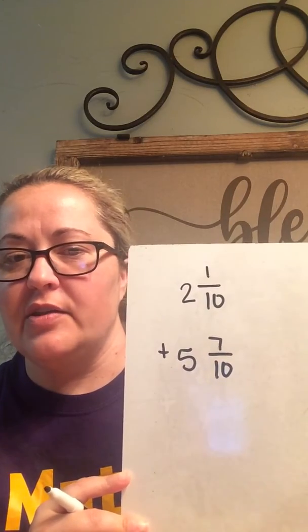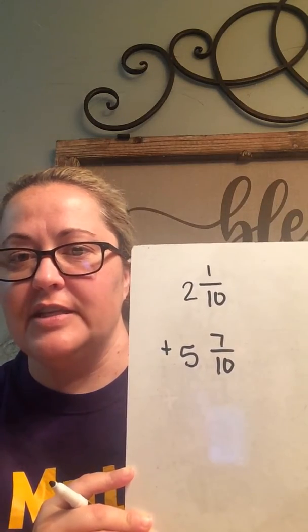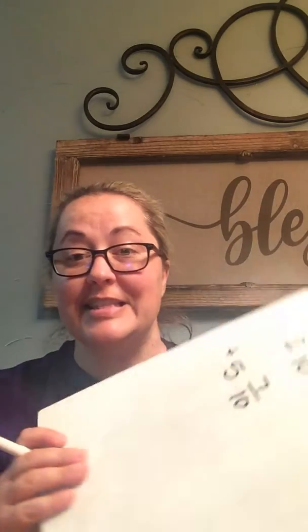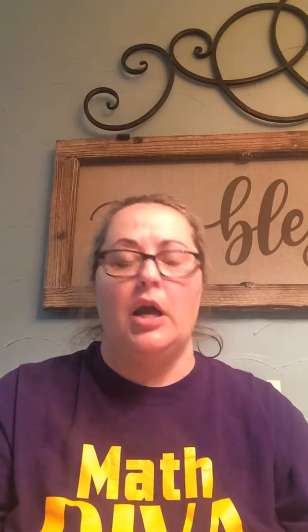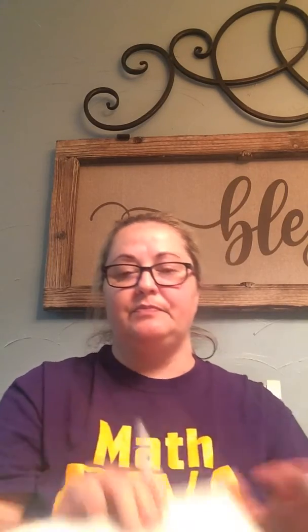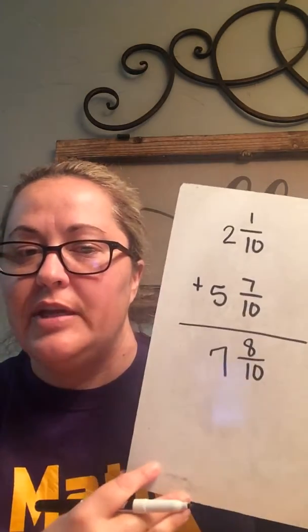This is the very first problem on the page. It's 2 1/10 plus 5 7/10. When you look, you can see that the denominators are already the same. It's like, yes, I don't have very much work to do. So that makes our life easier. So we're going to add up the fractions. 1/10 plus 7/10 is 8/10. And then 5 plus 2 is 7. So this would be our answer when we get to the bottom.